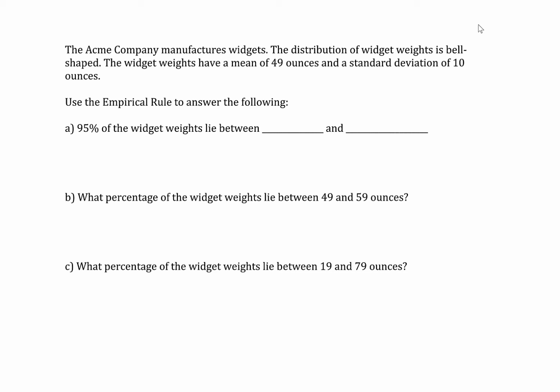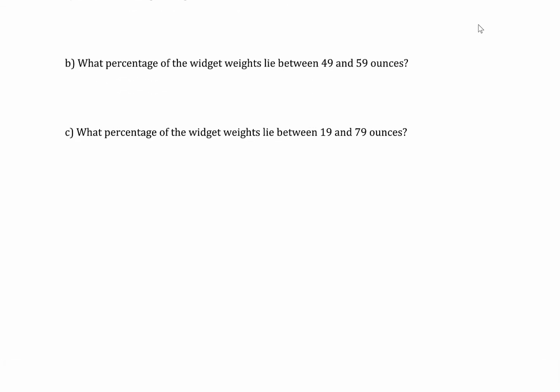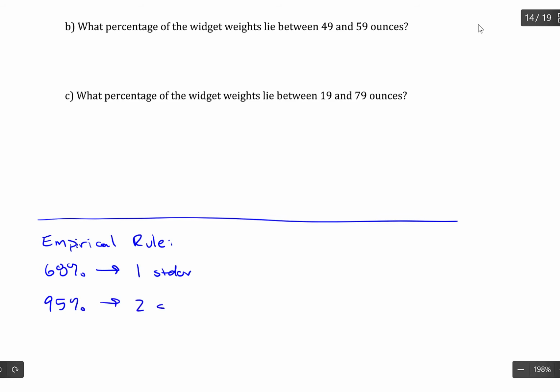Okay, well, in order to answer this, we have to think about what the empirical rule tells us in the first place. So let me scroll down a bit and write up some notes here. First off, the empirical rule says that there's 68% of the data within one standard deviation of the mean. And we can expect about 95% of the data within 2 standard deviations of the mean, and 99.7% of the data within 3 standard deviations of the mean. And that's provided that we're working with a bell-shaped set of data.